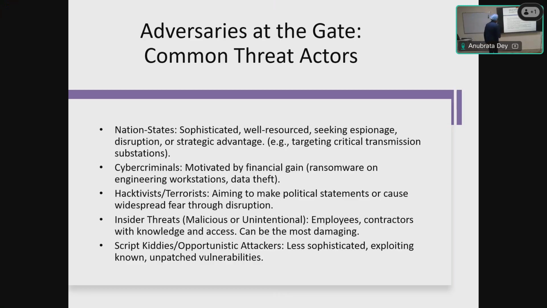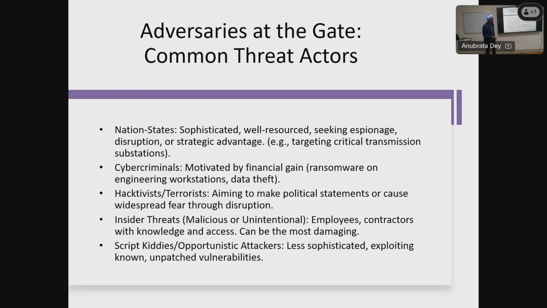The other one is cyber criminals, who are mainly motivated by financial gain. They will use ransomware the majority of the time, and there have been so many cases where they used ransomware. And then there are terrorists who want to make some type of political statement. And believe it or not, insider threats are actually quite a lot.